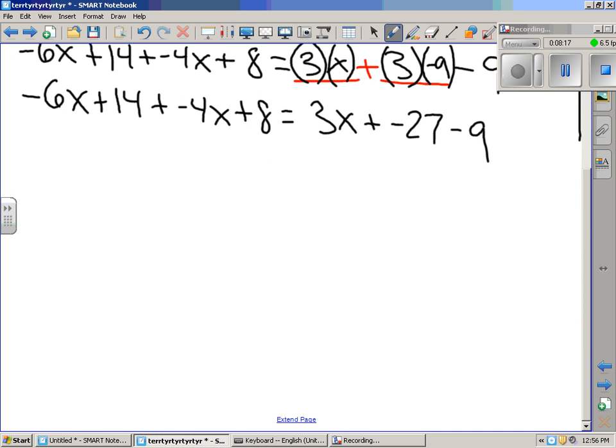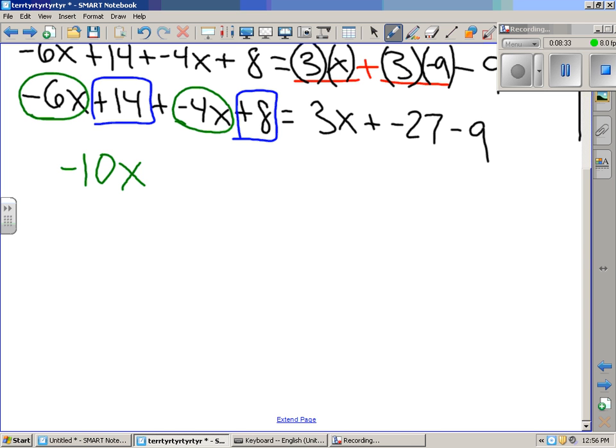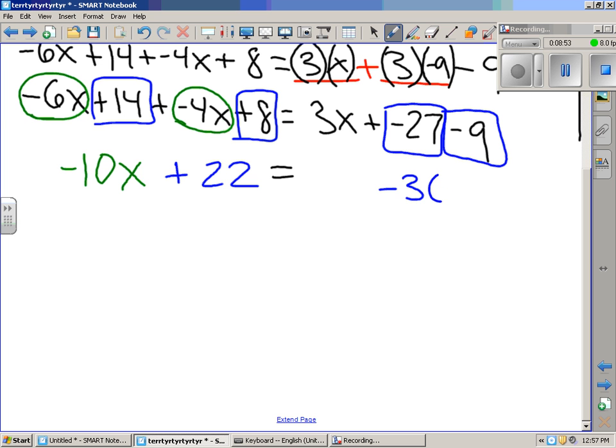Now we can move to the part where we collect like terms. On the left side, I have a negative 6x and a negative 4x, which will give me negative 10x. I also have a constant term, 14, and a constant term, 8, and I get a total of 22. On the other side, I can combine negative 27 and the negative 9. And then I just carry down the 3x.